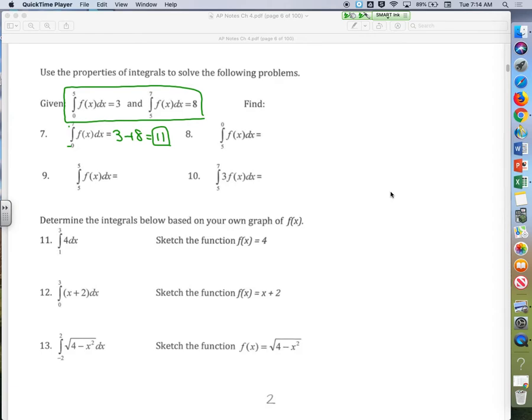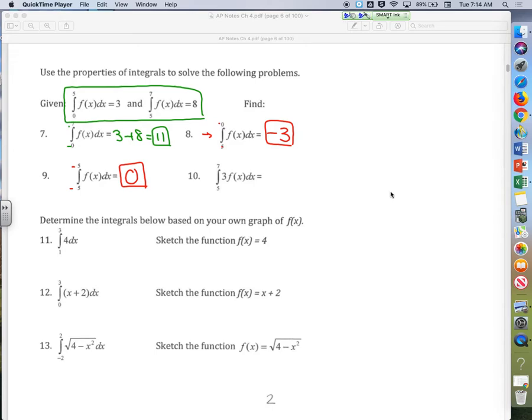For number 8, they switched the bounds around here, so now we're going from 5 to 0. So if 0 to 5 is 3, 5 to 0 is going to be negative 3. The bounds are the same. Doesn't really matter what the function is. If the bounds are both the same, your area is always going to be 0.